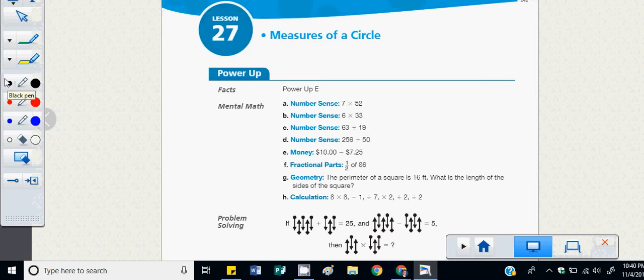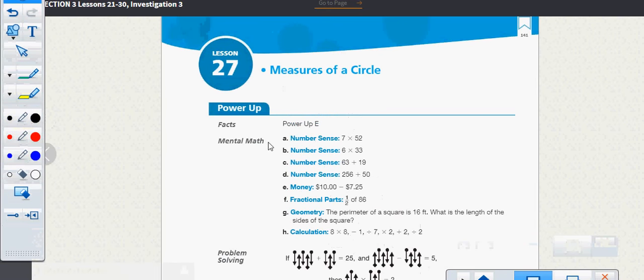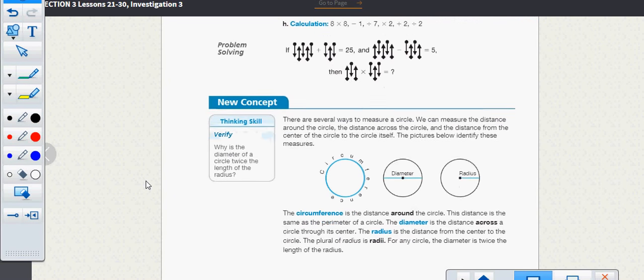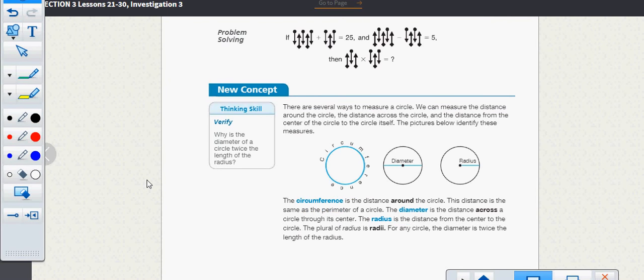Course 1, Lesson 27 is all about everyone's favorite shape, the circle. And with circles, we've got to know how to measure them, the different parts of a circle, and maybe even draw them ourselves with that compass that you've been waiting to break out from the old desk, huh?